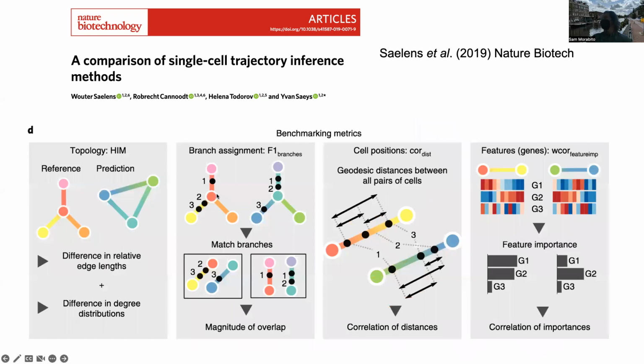But yeah, basically they're looking at these different things like topology and where the branch assignments are. So this relates to whether there are cycles in the trajectory. Is it a bifurcation or a trifurcation, or is it linear? So on and so forth. It's looking at the distances that these metrics are computing between cells. And finally, it's looking at how it ranks genes along the trajectories.